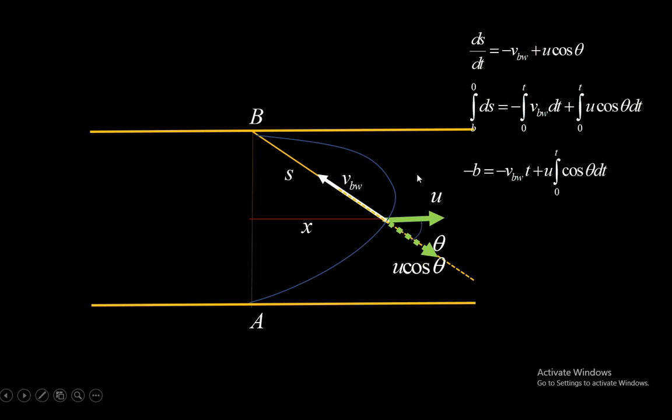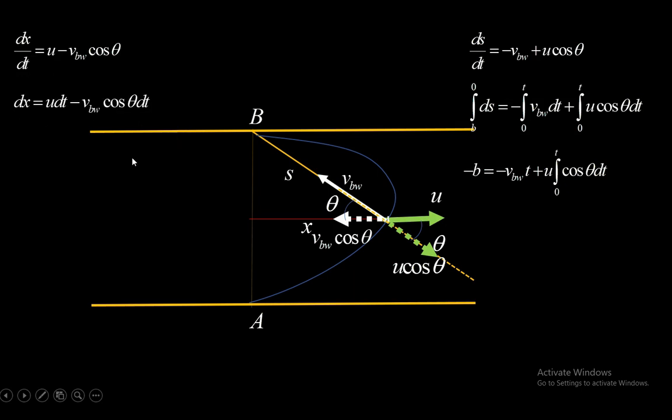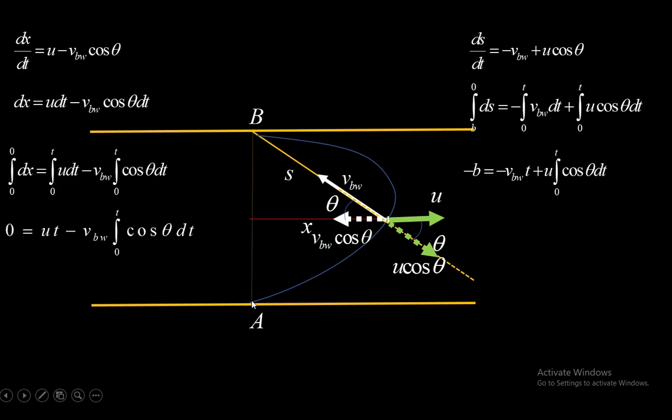To solve this, I'm again taking the rate of change of x. So this distance is x. So x increases with the rate u, obviously, and x will decrease with the component of VBW in this direction. So that is VBW cos theta. So this is the rate with which x is changing. Multiply by dt, integrate every term. Initially x is 0, x will increase up to some point, and then x will decrease to 0 again.